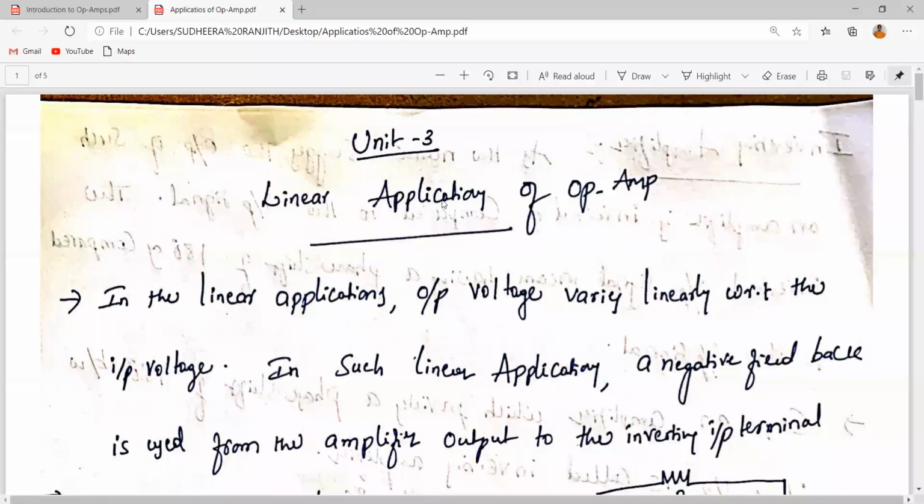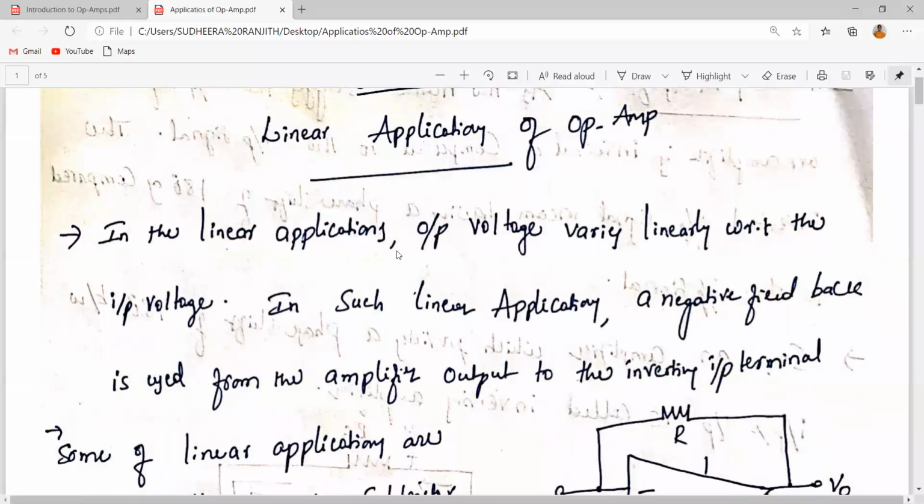So before we go through the linear applications of the op amp, first, why are some applications called linear applications? We know what linearity is, right? The output voltage varies linearly with respect to the input voltage. If the output of an operational amplifier varies linearly with respect to the input applied at the input terminals of the op amp, then that is a linear application of the op amp, right?